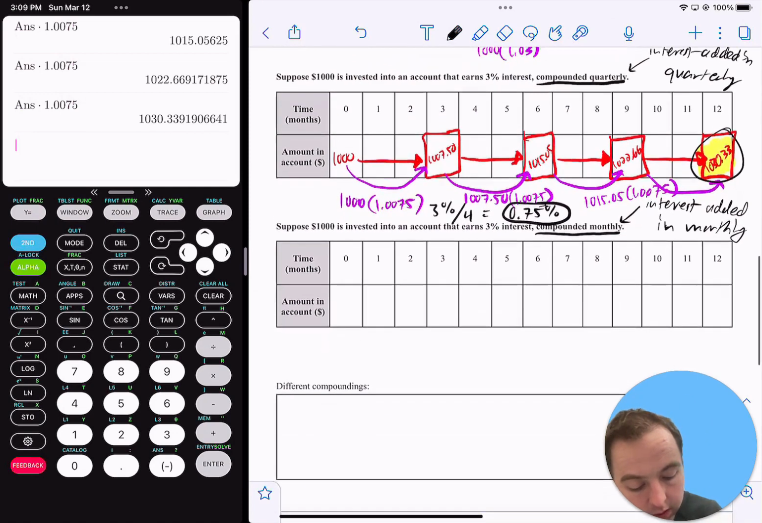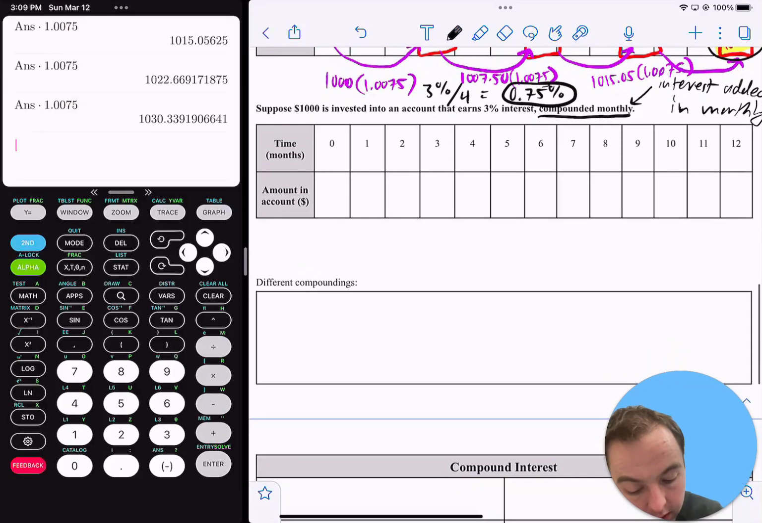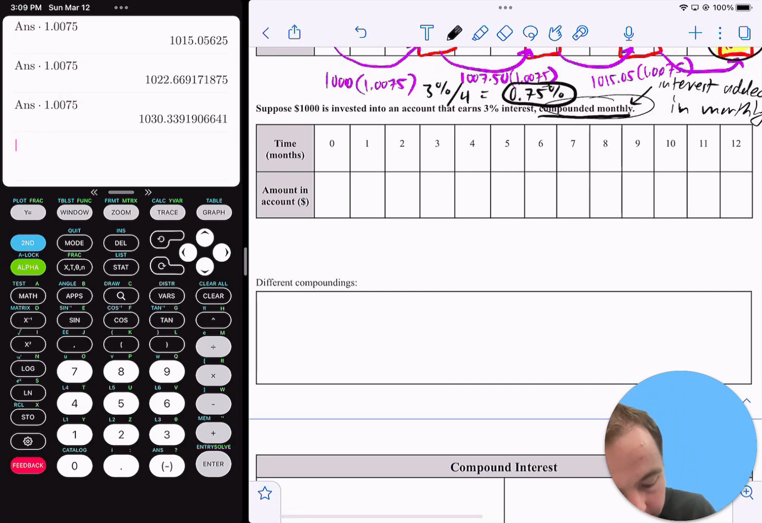All right, so we can expedite our way through this one just a little bit, but it's good to do one more example just to reinforce. In this, we have that we're compounding monthly. If it's compounding monthly, what should happen is the 3% annual rate is going to get divided by 12.